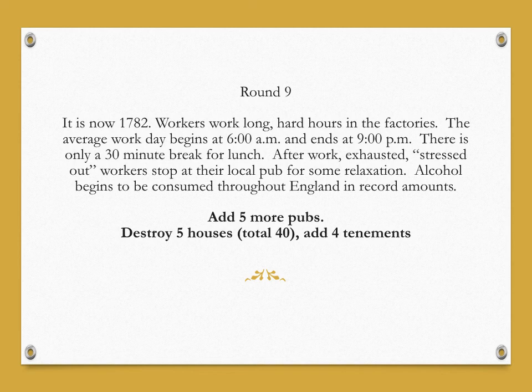So add 5 more pubs, and now destroy 5 houses so that you can build 4 tenements. So you're going to have to erase 5 houses and build 4 tenements in their place. Destroy 5 houses, that means erase, and in the place where you destroy those houses, draw 4 tenements. And pause the video until you're ready to move on.